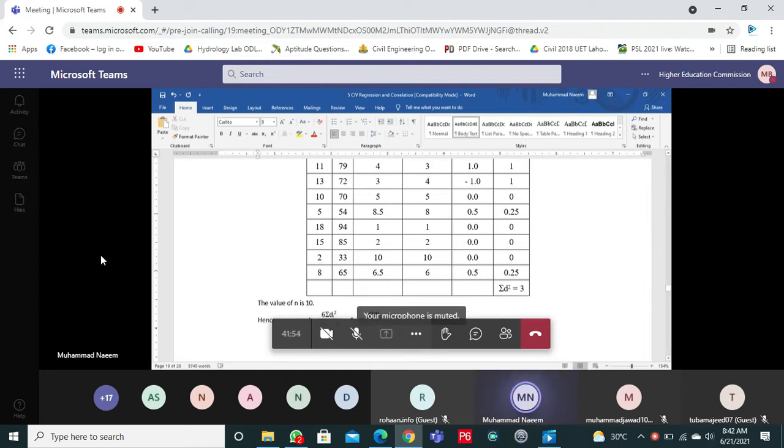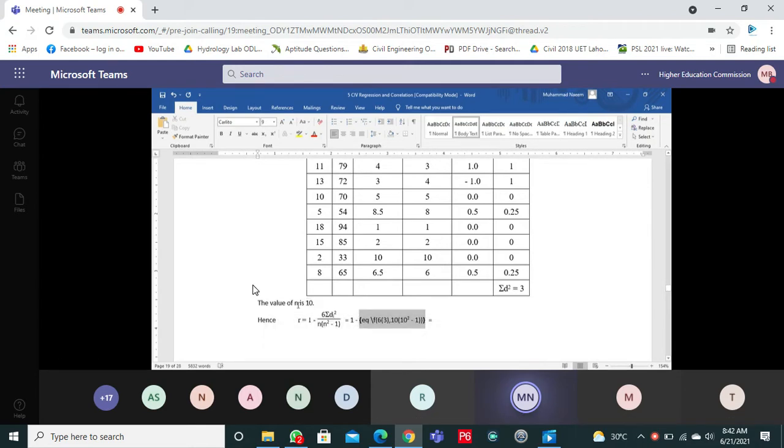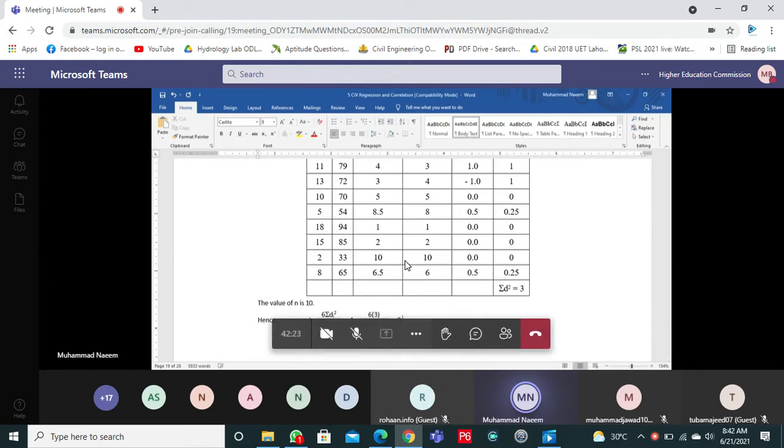We have this situation. Putting the values, 6 sigma d squared is 3, and total ordered pairs are 10. That's why the value of small n is 10. So finally we have this answer, which is 0.98.